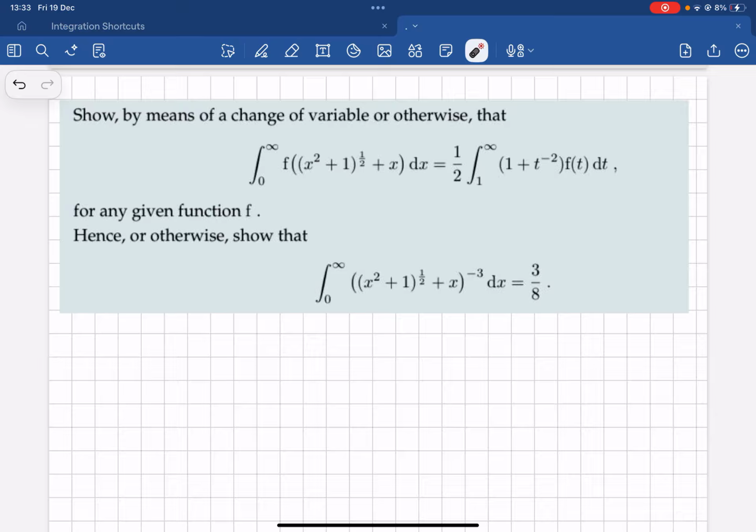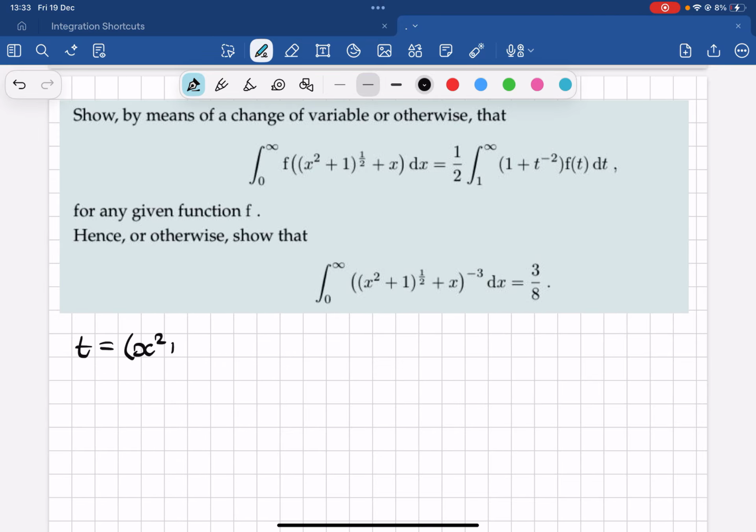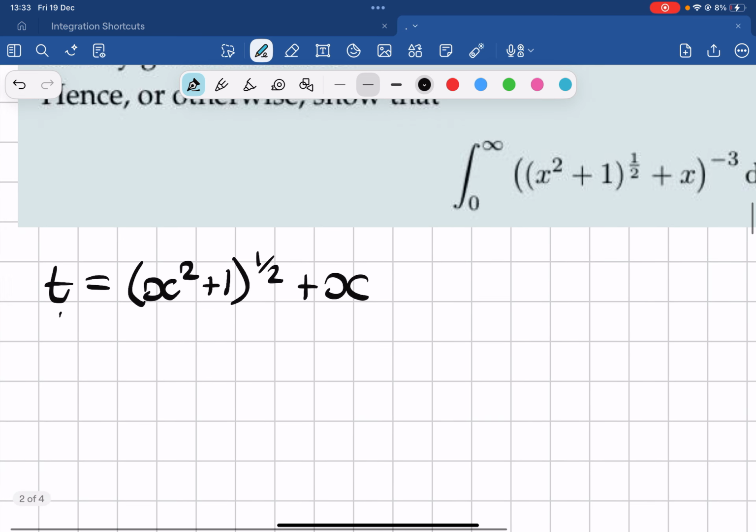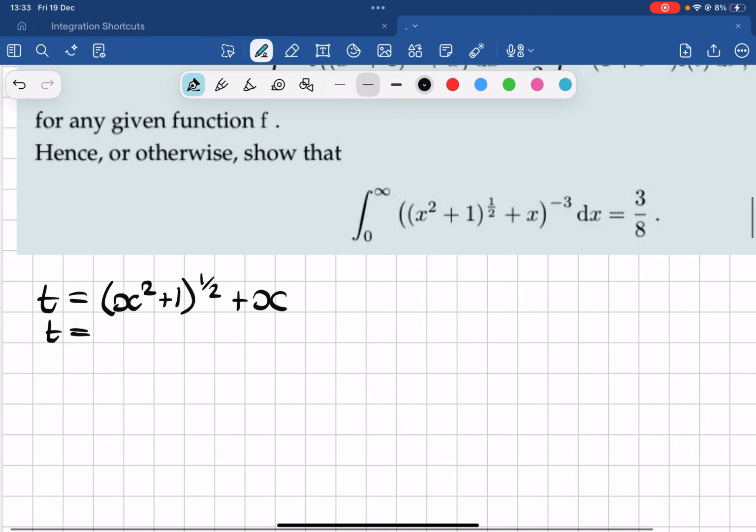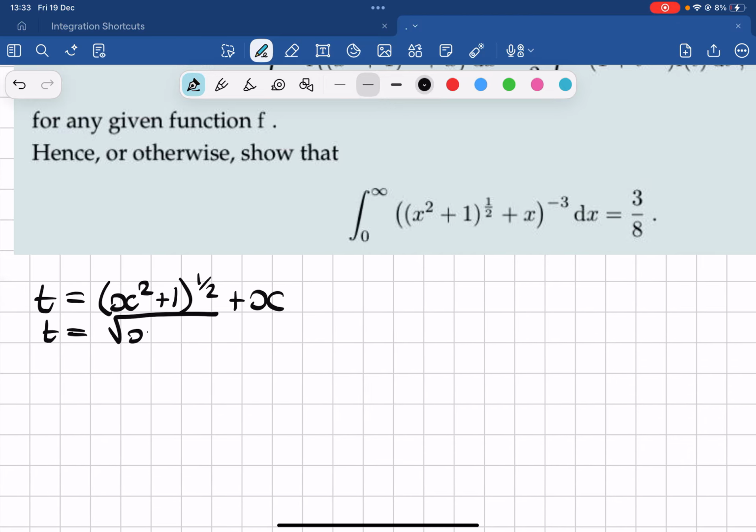Well, we can notice that what's within our function here can be written as t. We do this by means of substitution. So we will say t equals (x squared plus 1)^(1/2) plus x. Right, so we just write this as t equals root(x squared plus 1) plus x.